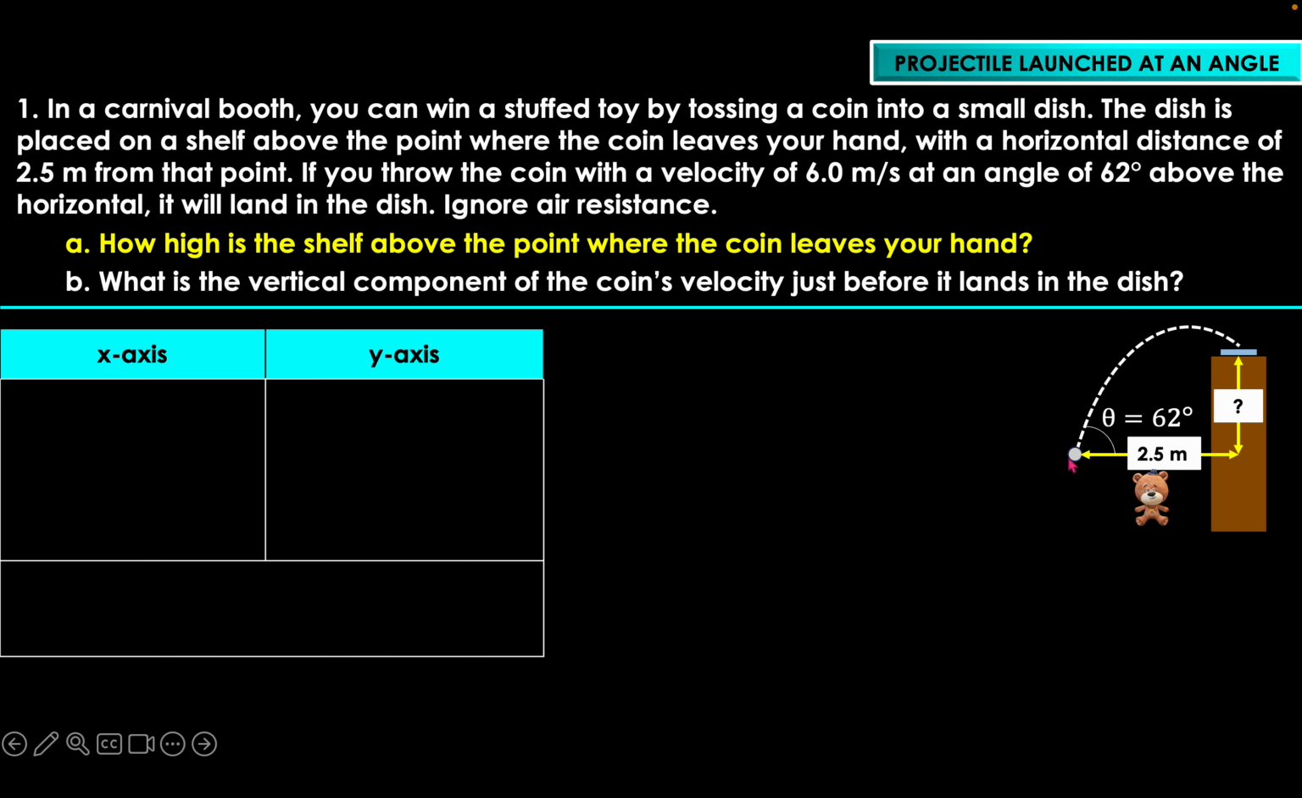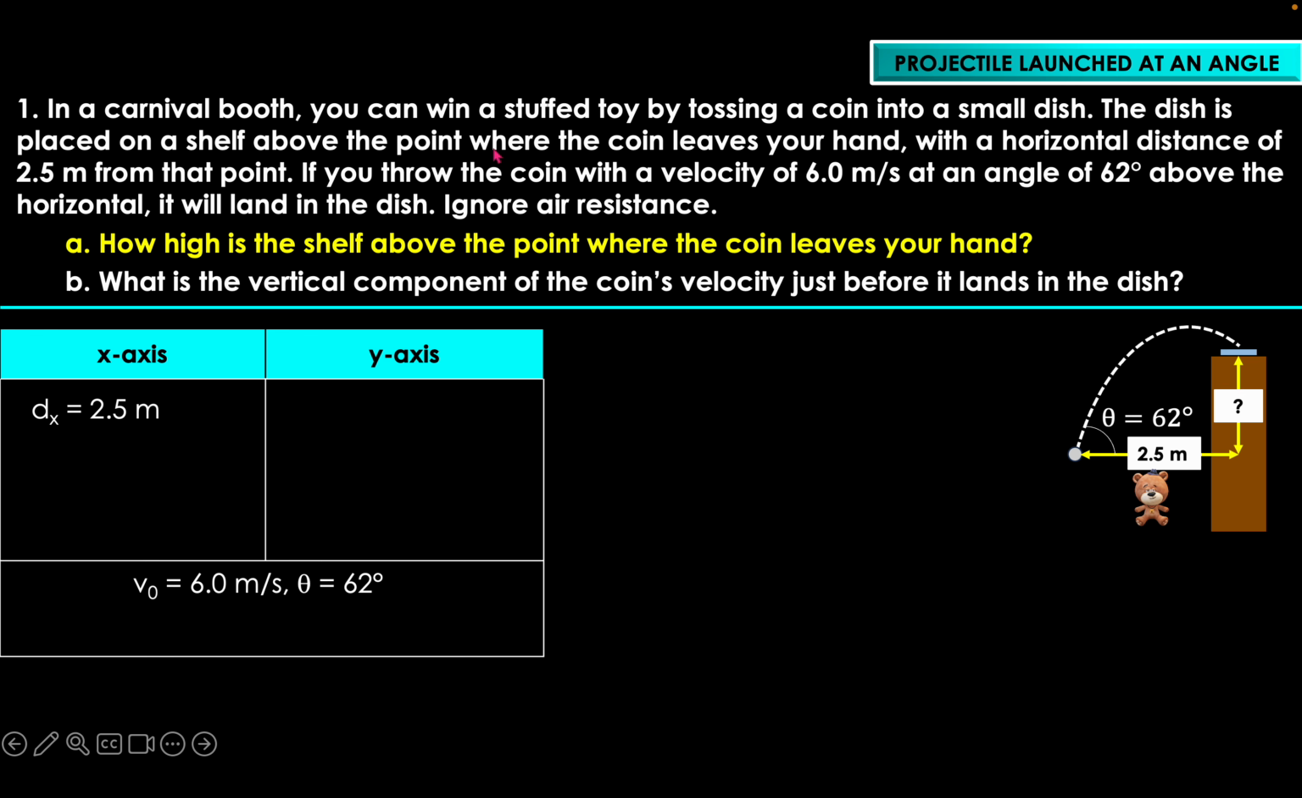So if this is the point where your hand is and you throw it like this, that is basically what we're solving for. So not the entire height of the dish, but just this vertical displacement. We also need the air time, or the time when the projectile is airborne. So we can apply our kinematic equations to determine this height precisely. So d sub x is 2.5 meters. It's just the horizontal displacement of our projectile, which is the coin.